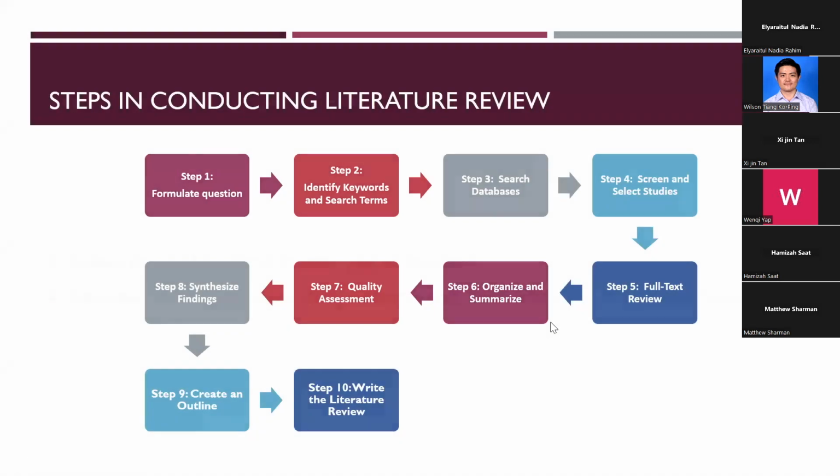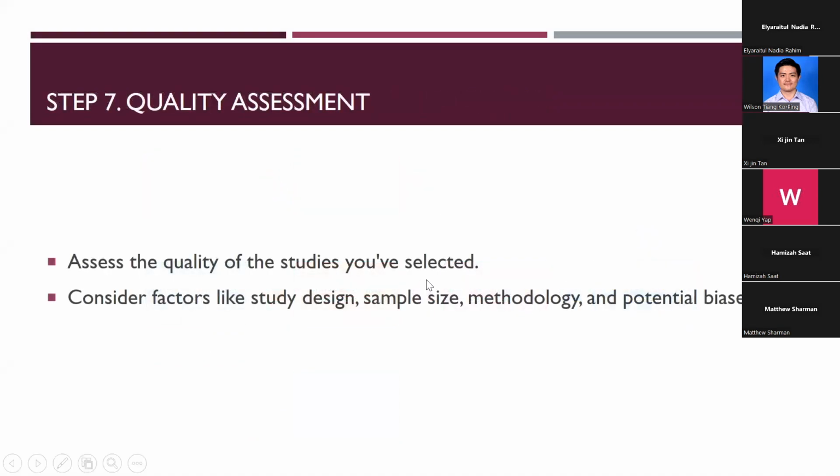Then you assess the quality of the papers or studies that you have selected. Of course, look at the study design, sample size, the methodology, and also the potential biases. Because we don't want to depend on one particular study where the quality is not good, where there are some fishy things in the study. So you might want to also look at the quality of it.